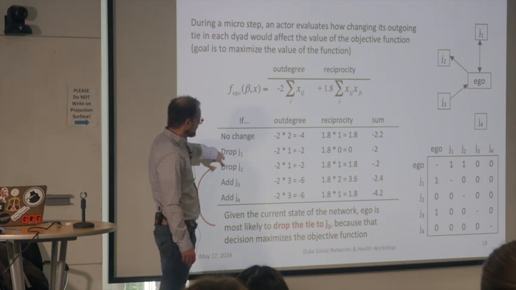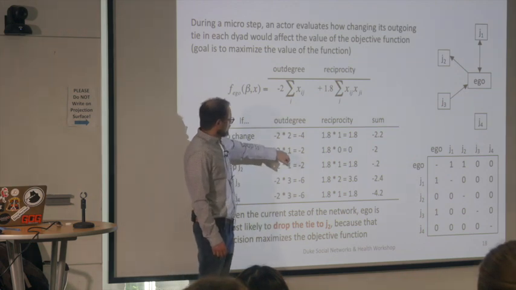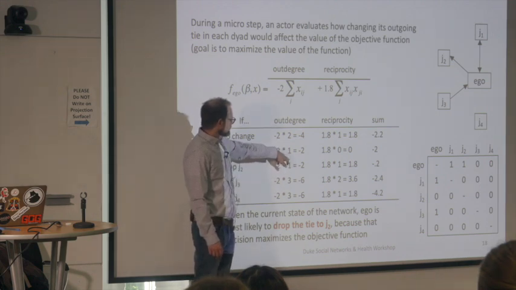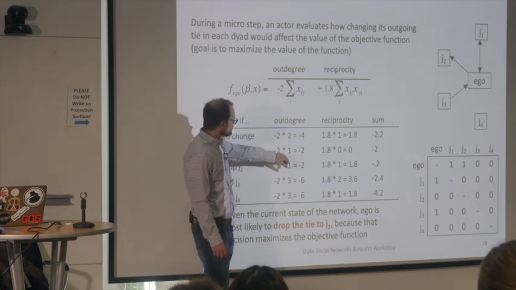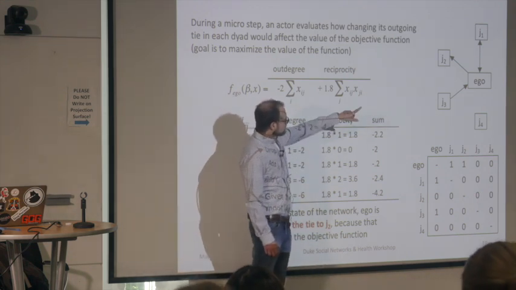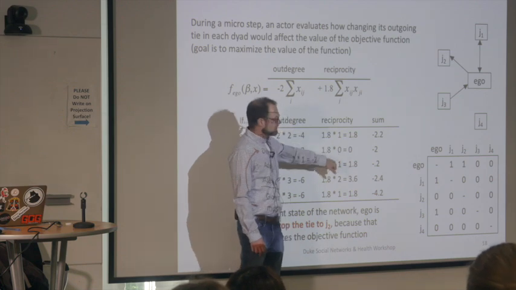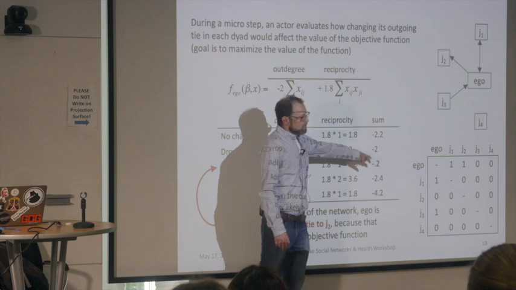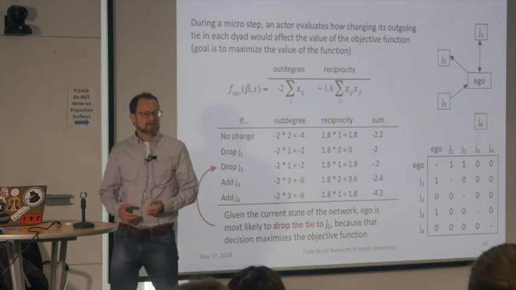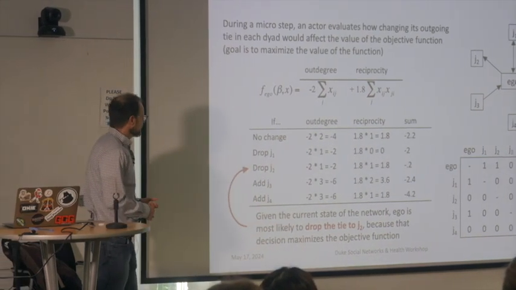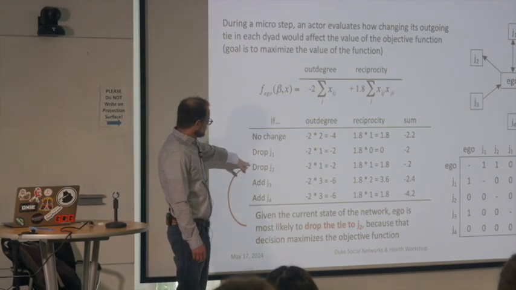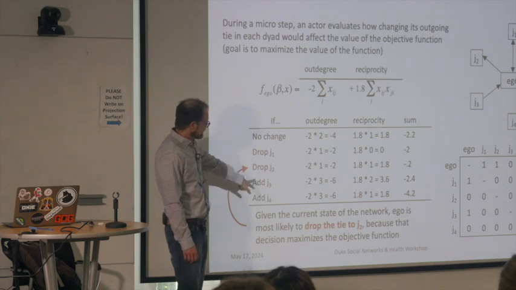So if ego dropped that tie to J1, that would reduce ego's number of ties to 1, okay, which gives us a -2 from this part of the equation. That would be dropping a reciprocated tie, so ego would have no reciprocated ties, so that would give us a 0 here. Works out to be a utility of -2. Okay, ego could also not change any ties, drop a tie to J2, add these other ties.